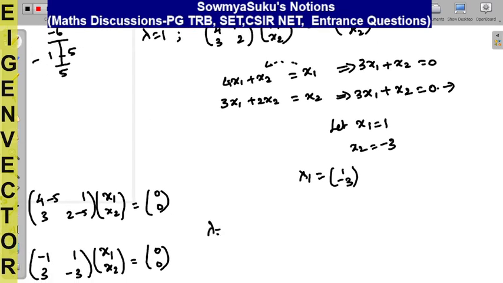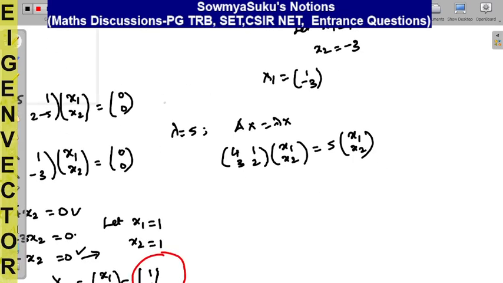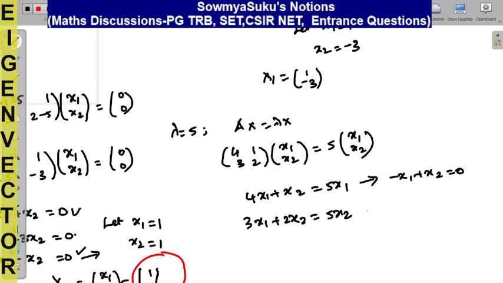For lambda equal to 5, I use the same A x equals lambda x. A is 4, 1, 3, 2, x is x1, x2, and lambda is 5. So we get 4x1 plus x2 equals 5x1 and 3x1 plus 2x2 equals 5x2. This gives minus x1 plus x2 equals 0 and minus 3x1 minus 3x2 equals 0... rather 3x1 minus 3x2 equals 0. This gives x1 minus x2 equals 0, so both equations are equal.